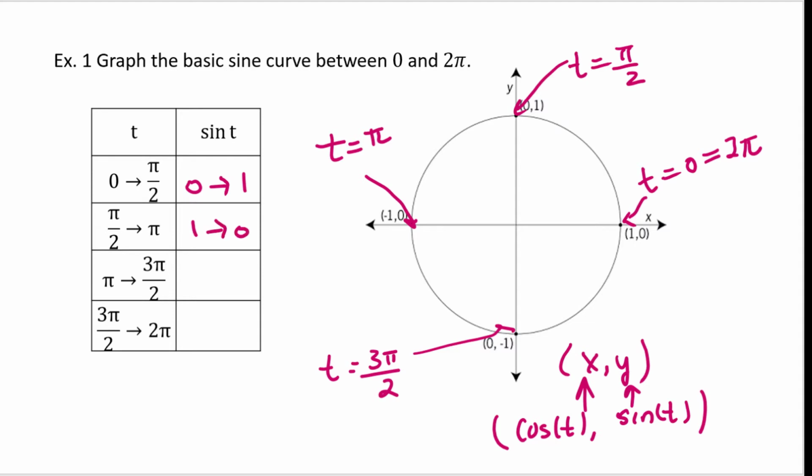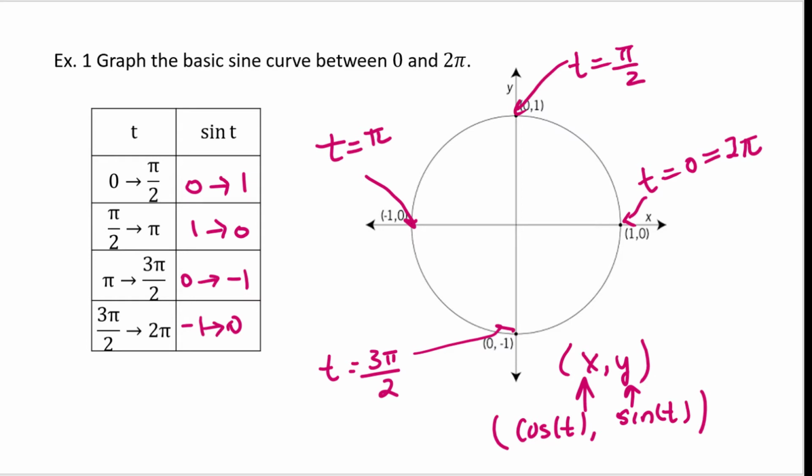As we continue traversing from pi to 3 pi over 2, the sine value goes from 0 to -1, and as we traverse from 3 pi over 2 to 2 pi, sine at 3 pi over 2 is -1, and at 2 pi the value is 0, so it traverses from -1 to 0.